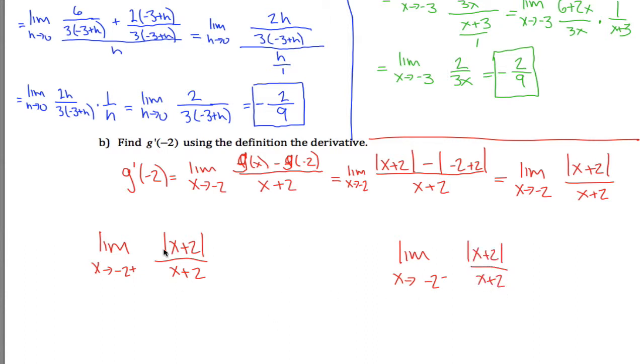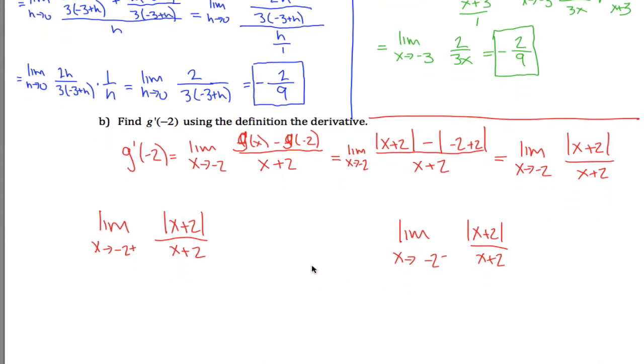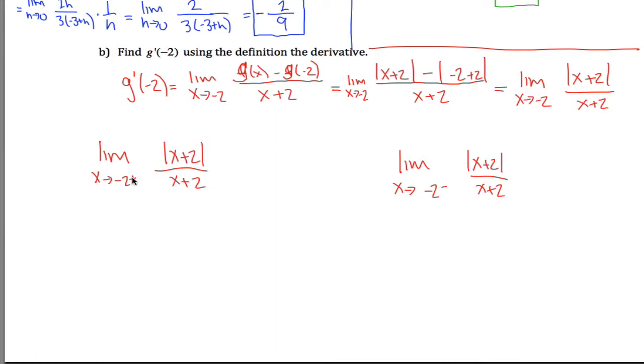If I get the same answer here and here, that'll be my answer up here. If I get a different answer, the answer up here is undefined. Well, let's see, when I'm slightly bigger than negative 2, I'm like negative 1.9. Negative 1.9 plus 2 is a positive number. If you have a positive number, the absolute value symbols don't do anything. So I can drop those absolute value symbols because they're not doing anything.